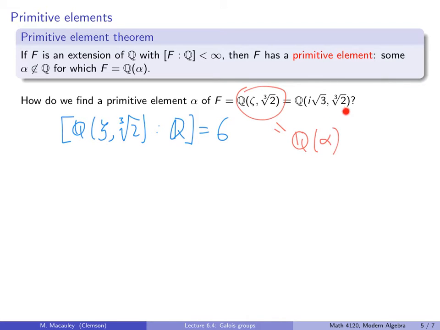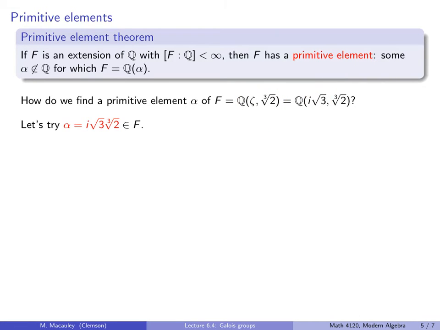2, slightly differently. Q adjoined i root 3, which, by the way, i root 3, recall, is equal to the square root of negative 3. So Q adjoined root negative 3 and the cube root of 2 is another way to write this extension, and that's something that we saw a few lectures ago. So I'm going to propose an idea for the primitive element, and we will show that it works. Well, let's try alpha equals i root 3 times the cube root of 2. So we are taking the product of these two elements together.